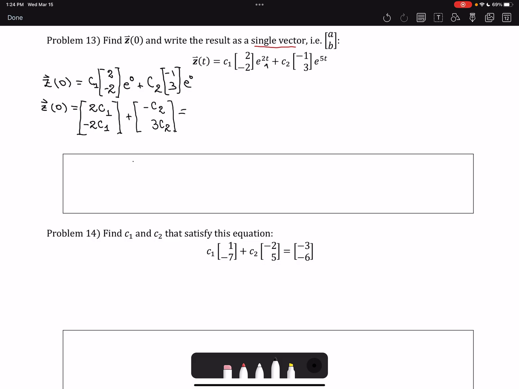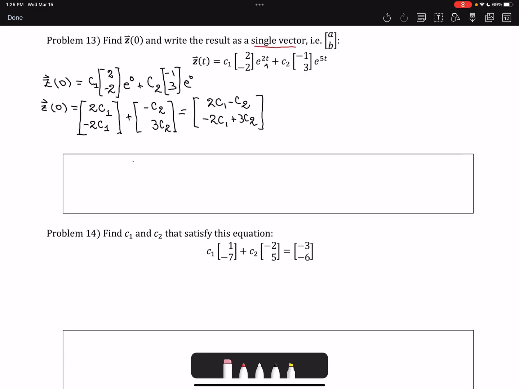So now I can rewrite this as 2c1 minus c2 and negative 2c1 plus 3c2. Okay. And this should be our final answer because we rewrote the result of this as a single vector.